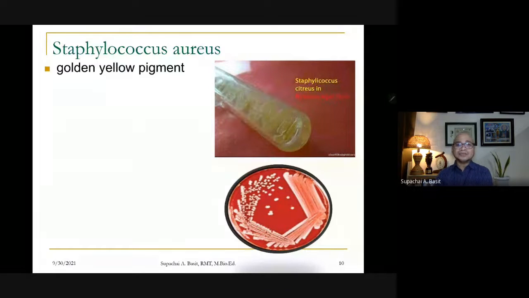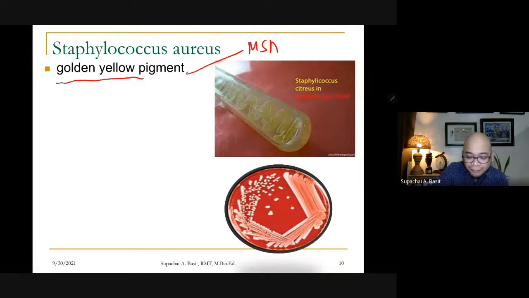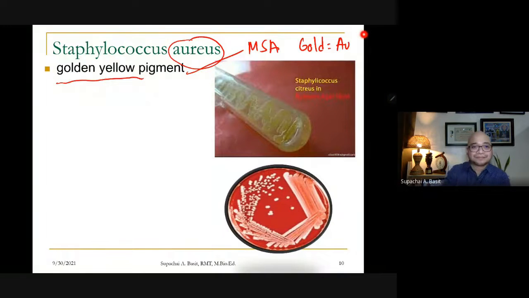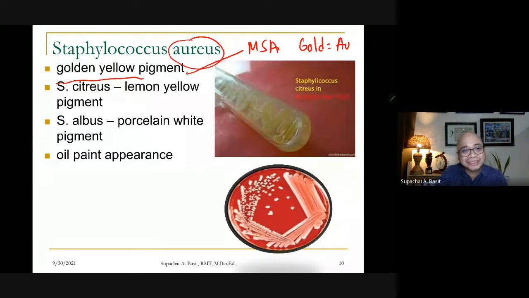So again, to describe Staphylococcus aureus, they are capable of producing golden yellow pigment, particularly in MSA or mannitol salt agar. Again, the word aurea refers to gold. That's why if you look at gold in the periodic table of elements, its symbol is AU. Okay? So there are variants of Staphylococcus aureus such as citrus, which can produce a lemon yellow pigment, or albus, which can produce a porcelain white pigment. So these are just variants.